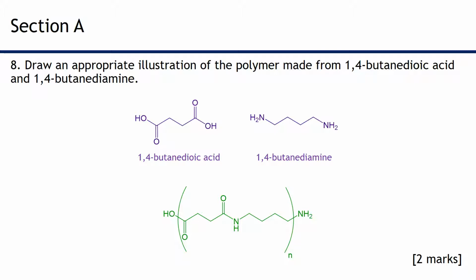You'll note that it's only got the one amide bond shown and that it still has a carboxylic acid group and an amine group at either end of this structure, but these are outside the brackets, and at the bottom of the brackets we have an N, and that represents the fact that there are going to be a lot of these repeat units in this polymer.